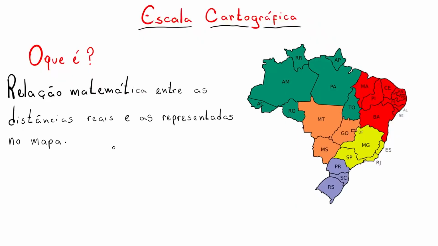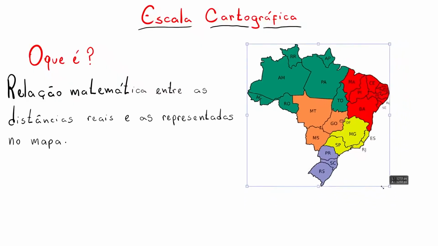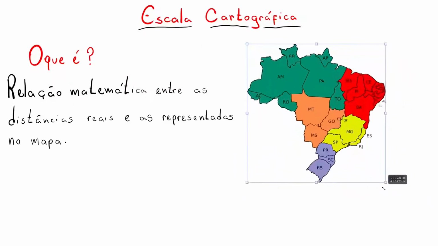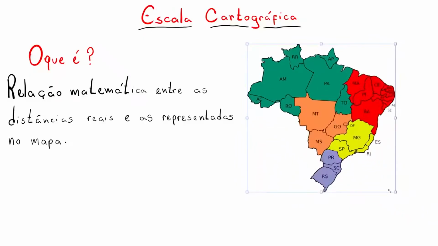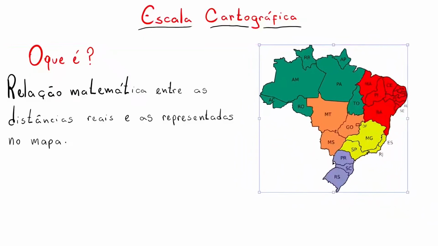All right then, let's start here with the theory. What is map scale? In short, map scale represents the mathematical relationship between real distances and those shown on the map. Here's an example I always like to give. Here we have Brazil. Would Brazil fit on the paper at its original size? Obviously not. So what do I do to make it fit? I reduce it. By reducing it, it will fit on the paper, right? All right, so what does the scale represent? The scale represents a reduction.